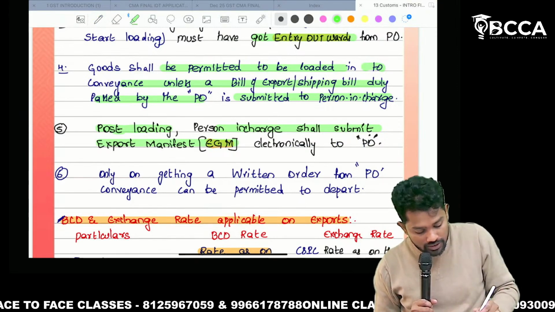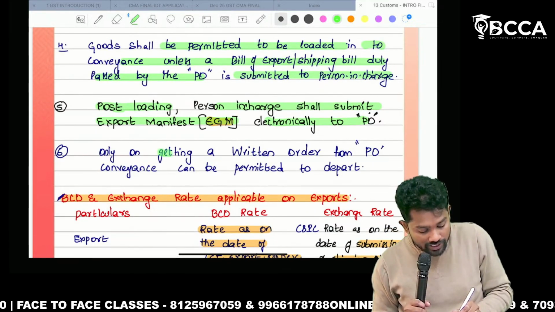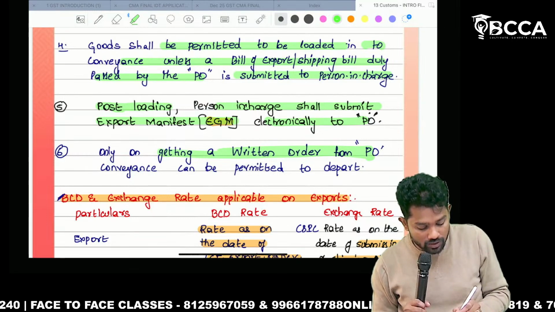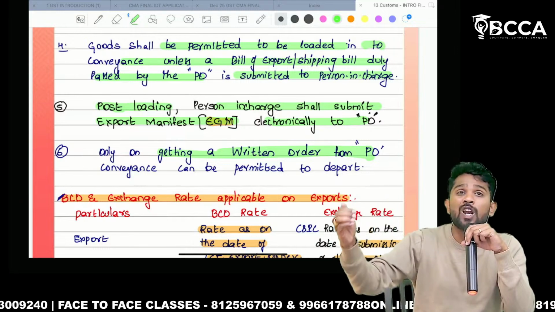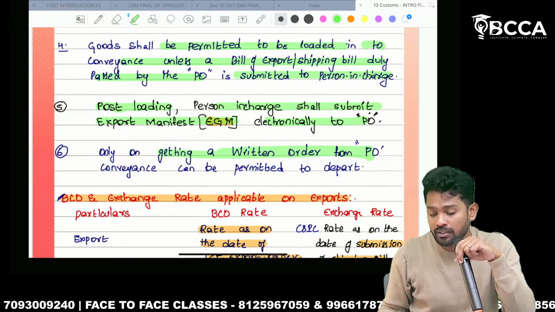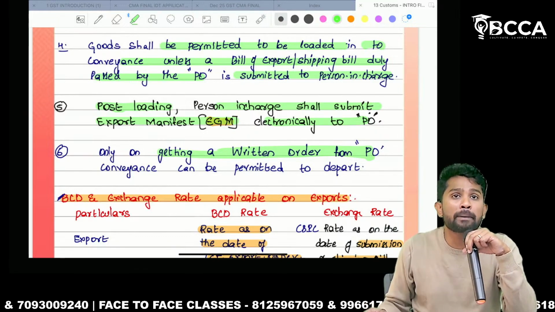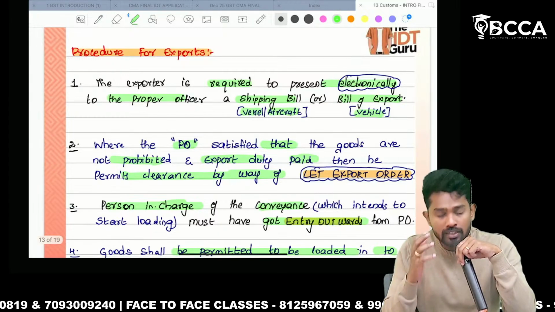Once this EGM is filed, the proper officer will verify and give a written order. Only when the written order is given is the ship allowed to depart. Unless that written order is given by the proper officer, the ship is not permitted to depart. Okay, let me again give you a quick understanding.